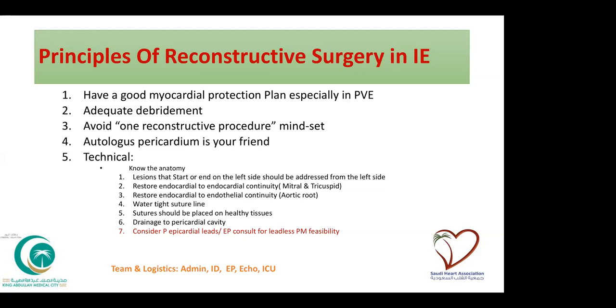When you're doing mitral and tricuspid reconstruction, make sure you see with your own eyes that you have restored the ventricular endocardium to the atrial endocardium, because any gap here will lead to catastrophic consequences. And in aortic root reconstruction, make sure you restore the endocardial to endothelial continuity: the endocardium of the left ventricle to the endothelium of the ascending aorta, or whatever prosthetic material you have placed. This should be watertight and clearly seen without any gaps.